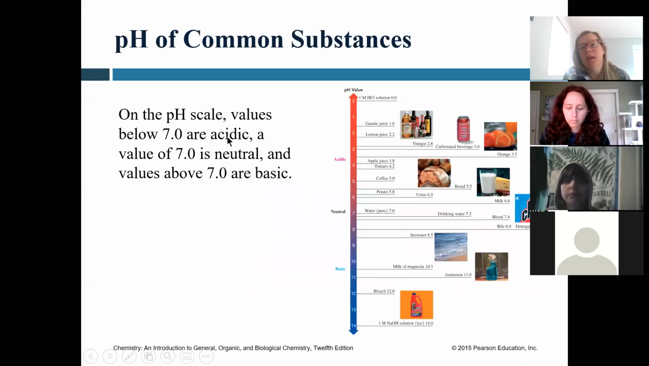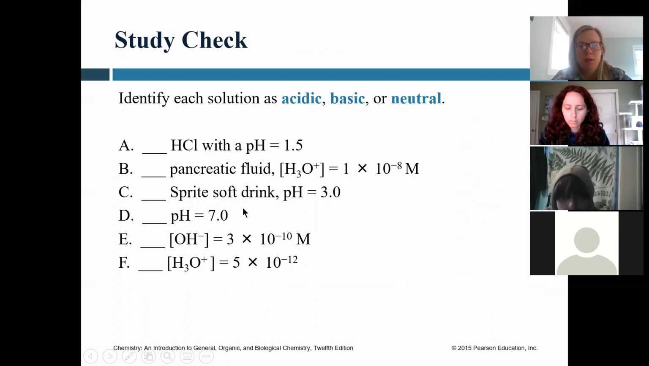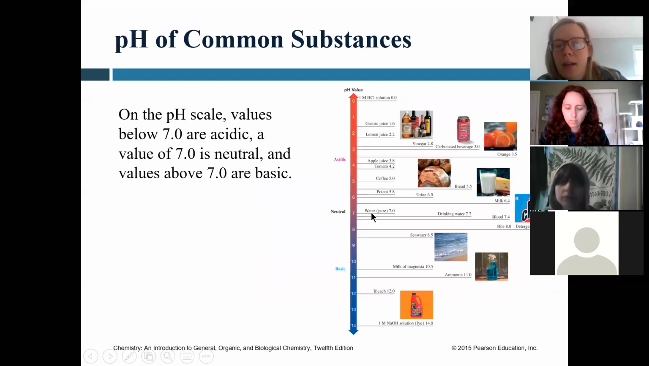Some things on the pH scale. So let's go to that middle area. The middle area, pure water is neutral. Drinking water, what you get out of your faucet, is generally slightly basic. It has a pH of like 7.2.